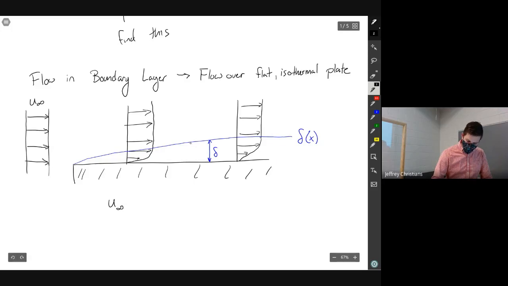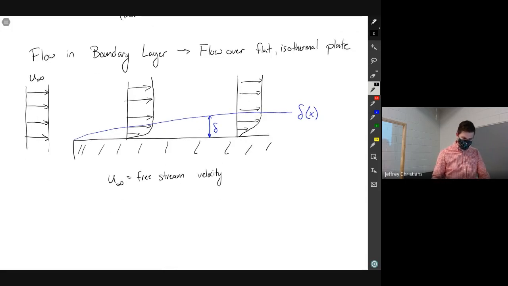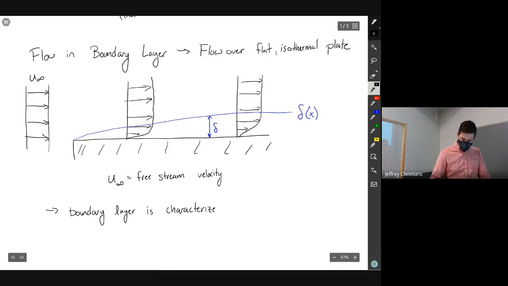So U, just to define some terms, is the free stream velocity. So this is the boundary layer. It is characterized by velocity gradients and shear stress.